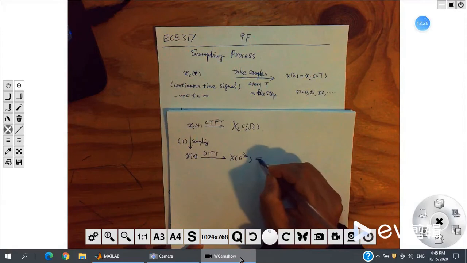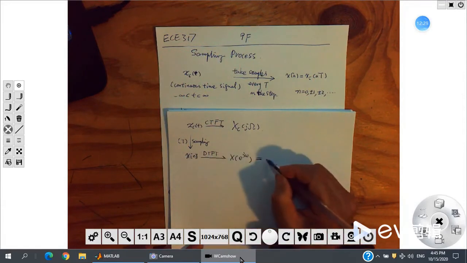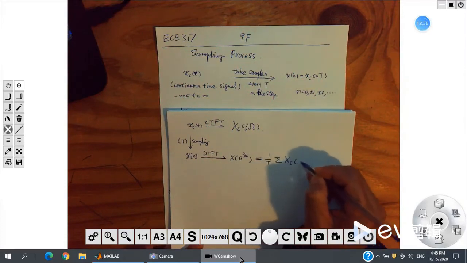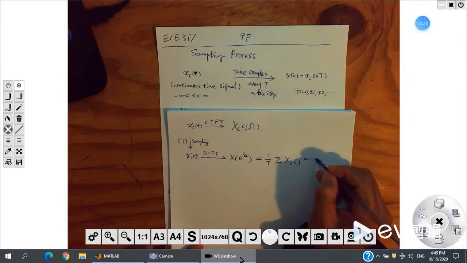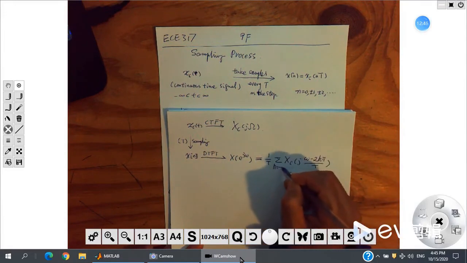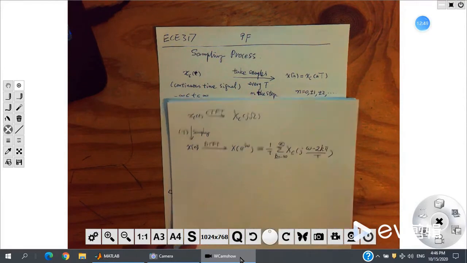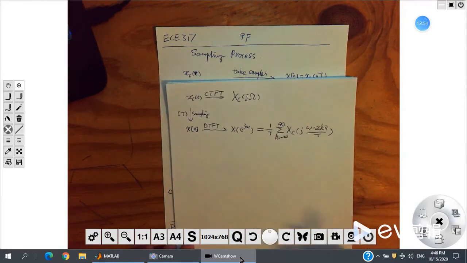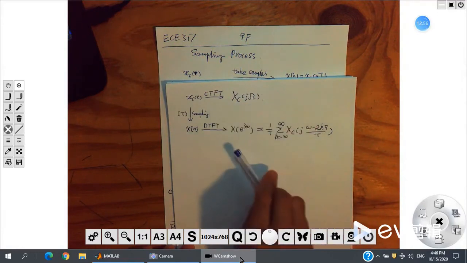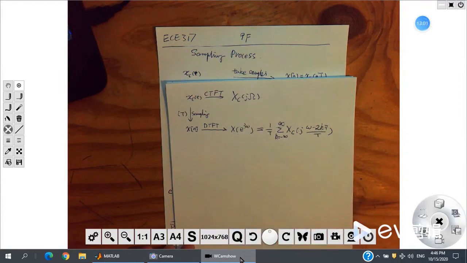The DTFT of x of n is 1 over T times the summation of capital XC of j times omega minus 2k pi over T, where k runs from negative to positive infinity. That means if you know capital XC, then you can get capital X of e to the j omega based on this formula.